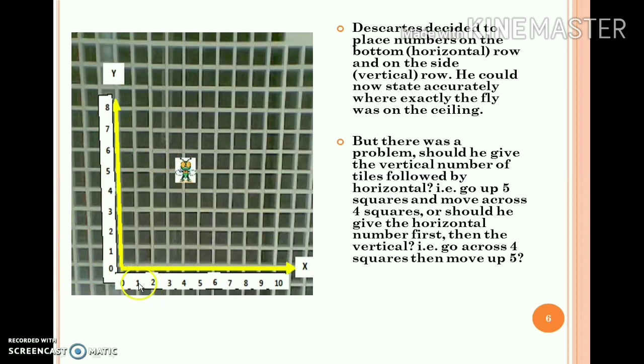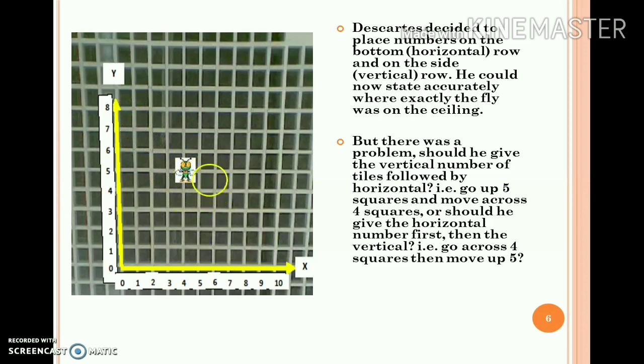Let's see. Descartes decided to place numbers on the bottom horizontal row like 0, 1, 2, 3, 4, 5, 6 and so on. And also on the side, that is the vertical row, 0, 1, 2, 3, 4, 5, 6, 7, 8 and so on. He could now state accurately where exactly the fly was on the ceiling.